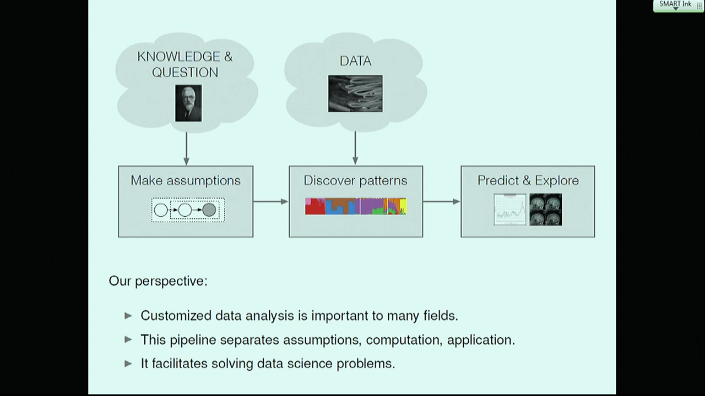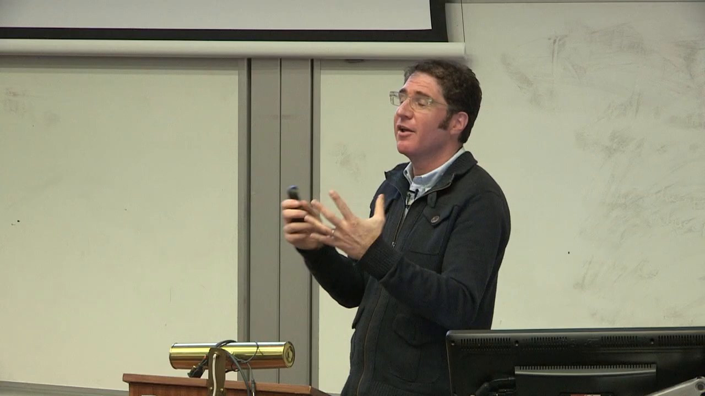I like this picture because customizing data analysis is important in a lot of fields: sociology, history, economics, physics, genetics, and so on. I collaborate a lot with scientists like that, and this pipeline separates these key activities of making assumptions about the world, computing under those assumptions, and then applying the results of that computation. And I know this is a data science institute, so this facilitates interdisciplinary, collaborative data science problem solving, in that neuroscientists can knock on my door, and even someone who doesn't know a lot about probability models can draw circles and arrows on my whiteboard, and figure out graphically the kinds of hidden patterns that they're imagining live in their data and how they interact to form the observed data.